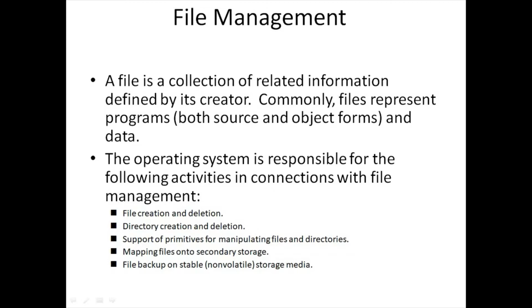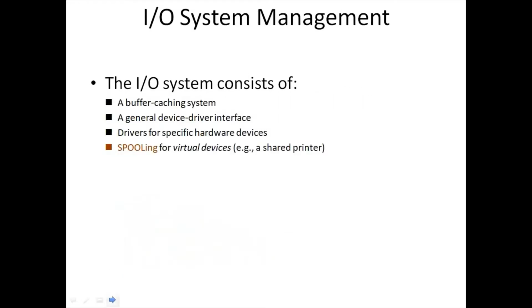And in the file management system, a file is a collection of related information defined by its creator. Commonly, files represent programs, both source files and object files. The operating system is responsible for the following activities: file creation, file deletion, creating a directory and deleting a directory, support of primitives for manipulating files and directories, mapping files onto secondary storage, and file backup onto stable storage media.